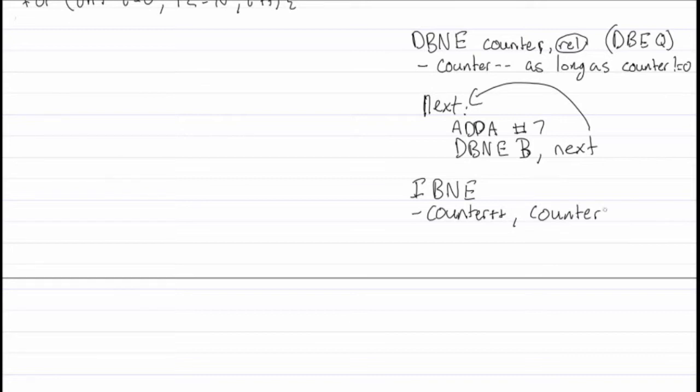I'll just write it like this for time's sake. And this also takes a counter and a relative offset. This also does have a TBEQ instruction, and it does the exact same thing as this one, except it increments it.